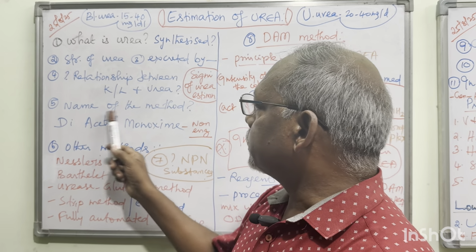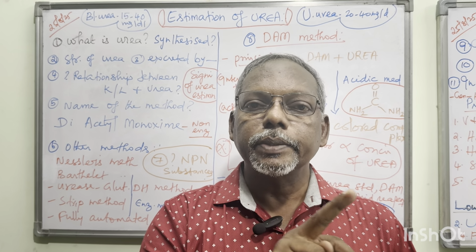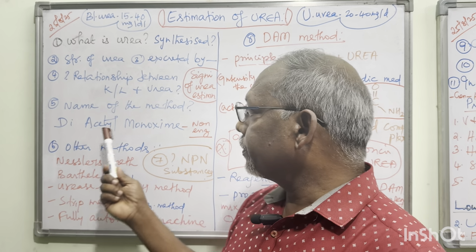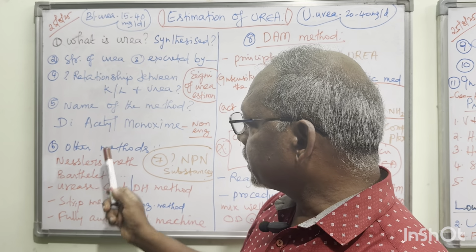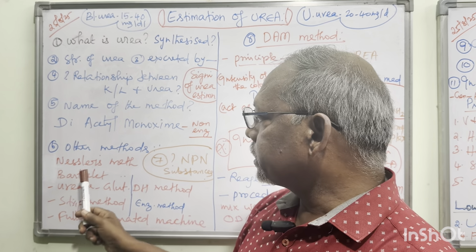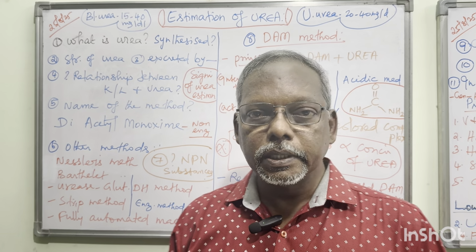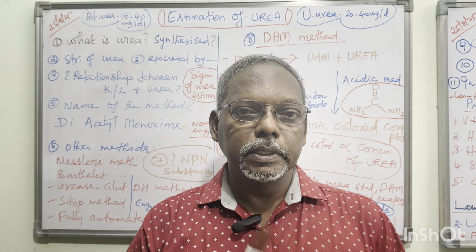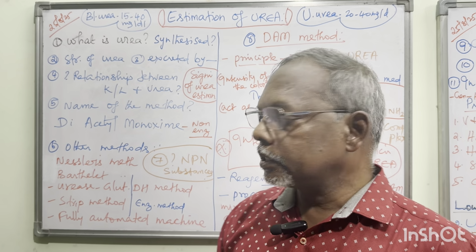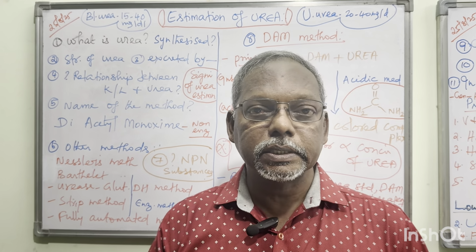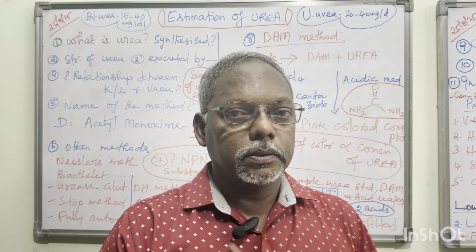Okay. Next, what are all the methods available for the estimation of urea? We have a classification: one is chemical, another one is enzymatic. The only non-enzymatic method is diacetyl monoxime, right? Whereas enzymatic methods are Nessler's method, Berthelot method, urease glutamate dehydrogenase method, and a strip method, like the glucose strip we are using. A urease-coated urea estimation strip, that is the strip method, also sticks. Then the last one is the fully automated analyzer, with which we also measure urea, right?